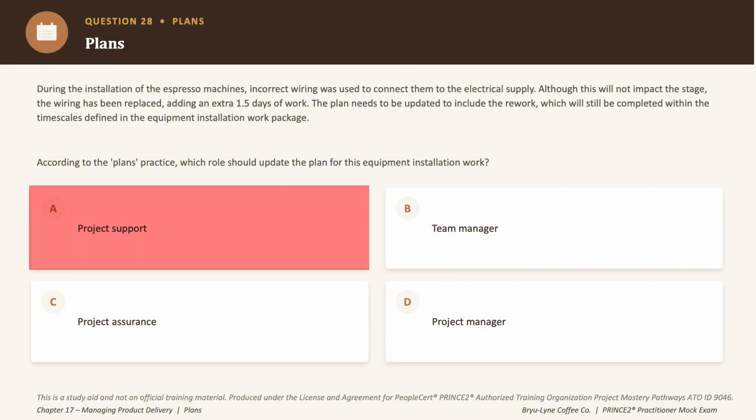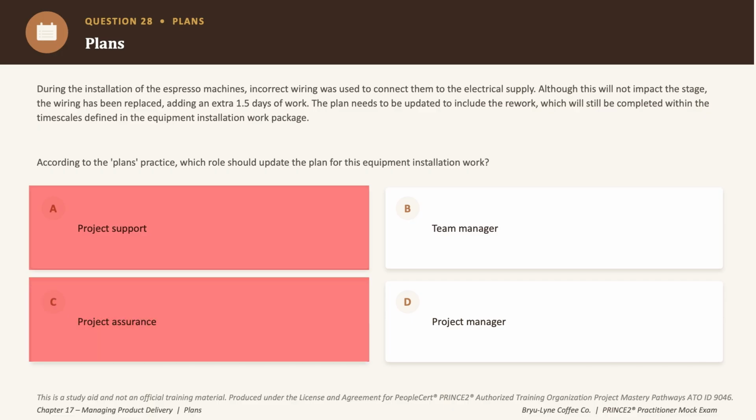And they do not update plans directly. So eliminated as well. Option D says project manager, but the project manager owns the stage plan, okay, not the detailed level team plan for this specific work, because the ownership of a stage plan versus a team plan is very, very different as delineated in the PRINCE2 mandate, okay.